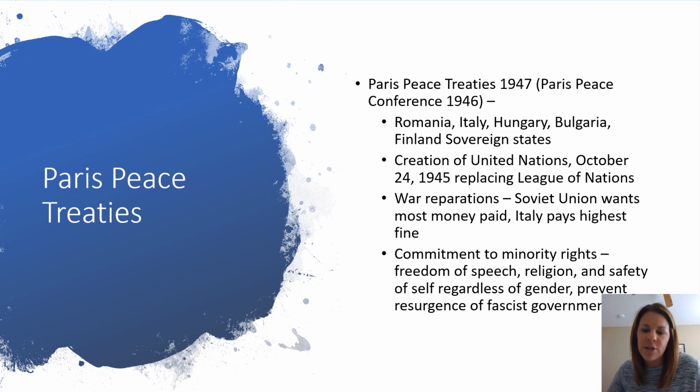The creation of the United Nations is on October 24th, 1945, and that is replacing the failure of the League of Nations that essentially allowed the buildup of Hirohito, Mussolini, Franco, and of course Hitler.